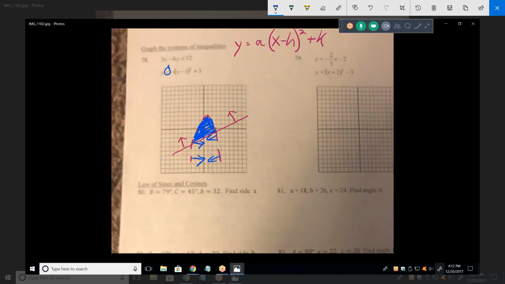It's not down here. That's not a solution to both. And it's not up here. That's not a solution to both. The only area of the graph that solves both of those is the area that I've shaded in blue.